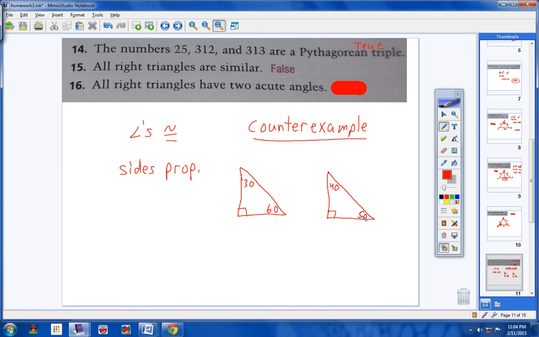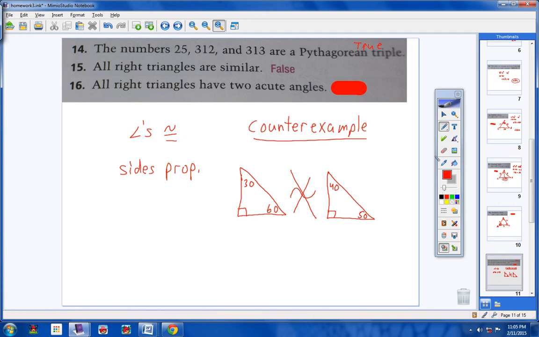There. This is a right triangle. This is a right triangle. However, are the three angles of this triangle congruent to the three angles over here? Absolutely not. So there's no way these two triangles can be similar. There's no way. So are all right triangles similar? No. Now, all right triangles have two acute angles.